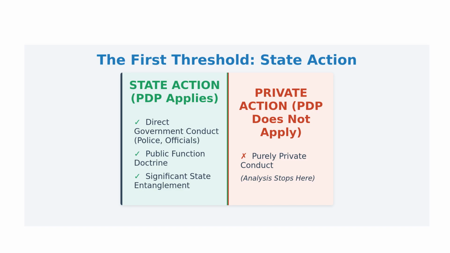Private actors can sometimes be treated as state actors under two primary theories. First, the public function doctrine, where a private entity performs a function traditionally and exclusively reserved to the state, like running an election or operating a public utility. Second, the significant state involvement test, where the state significantly encourages, authorizes, or becomes entangled with the private conduct. If state action is found, we proceed to analyze the protected interest. If not, the analysis stops here.